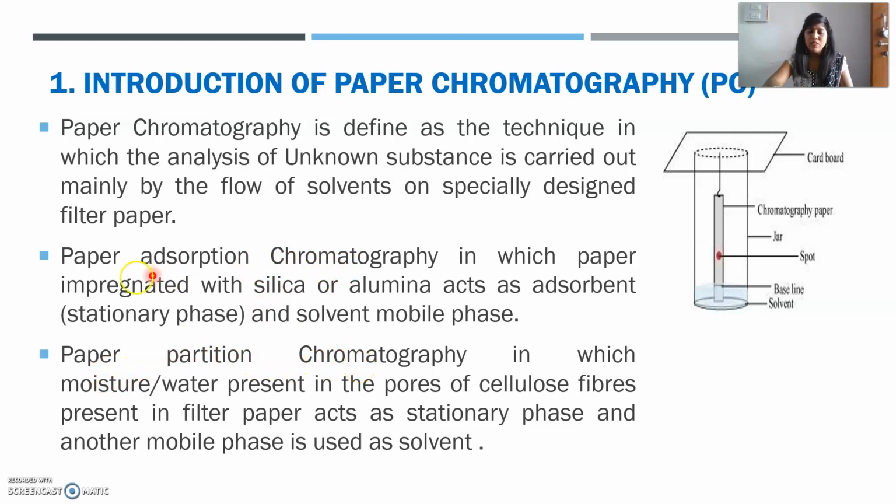partition chromatography. Now see, what do you mean by paper absorption chromatography? Paper absorption chromatography is a technique in which impregnation of silica or alumina, which acts as an adsorbent, is done on a filter paper, and again the mobile phase is utilized for the separation of mixtures of components into individual components. And in case of paper partition, what happens? Paper partition chromatography is a technique in which the moisture or water present in the pores of cellulose fiber on a filter paper acts as a stationary phase, and another mobile phase is utilized as a solvent.